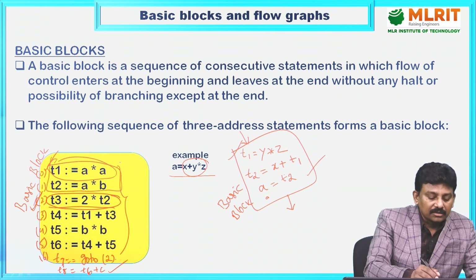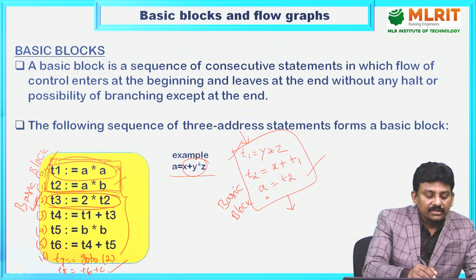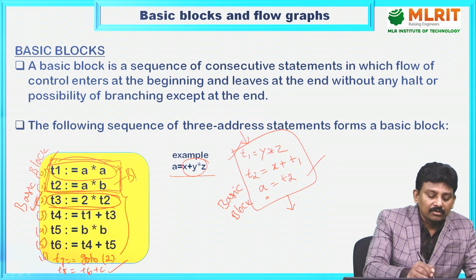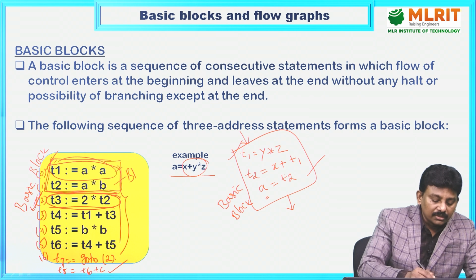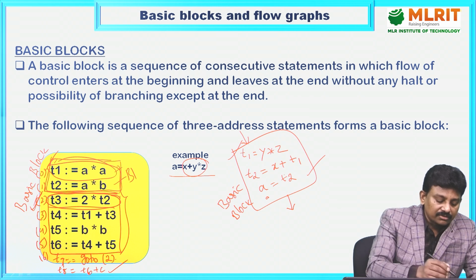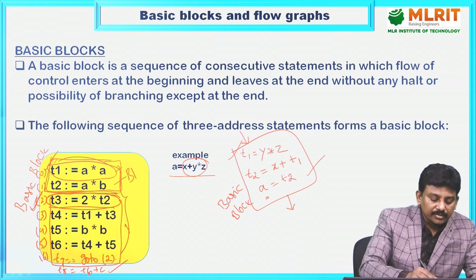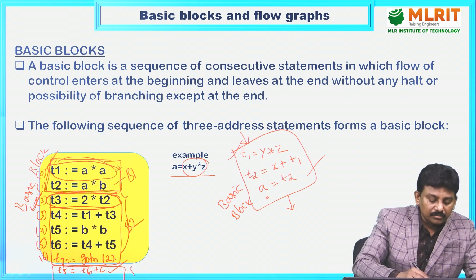The basic block will contain a leader followed by a sequence of 3 address statements until we find the next leader. So this is basic block 1. Here this is another leader. This leader belongs to basic block B2. B2 will contain a sequence of 3 address statements until the next leader. This is basic block B2. So T8 belongs to another basic block B3.